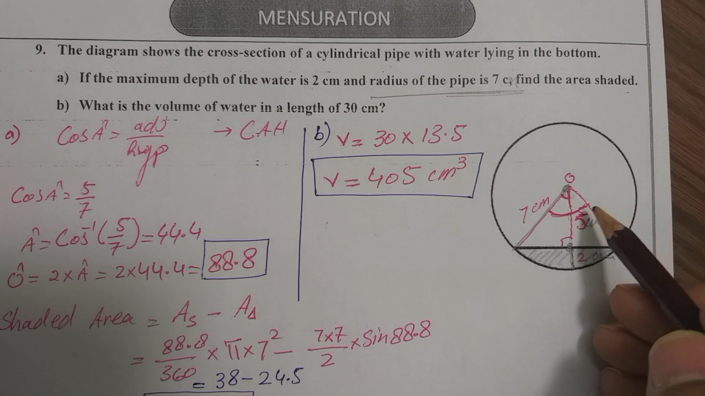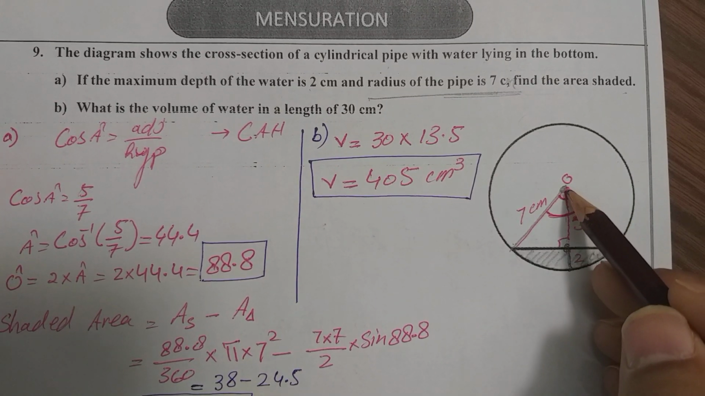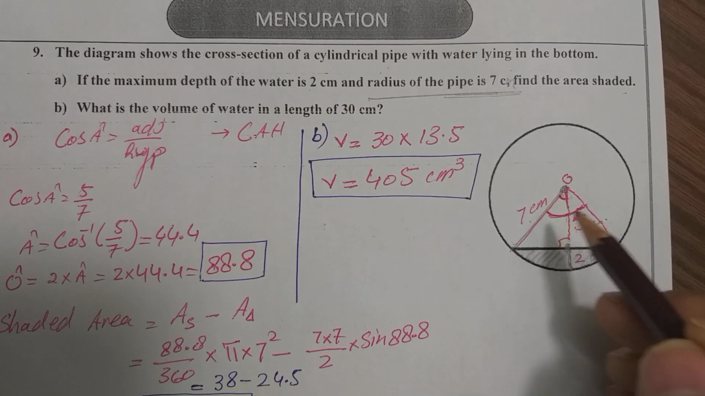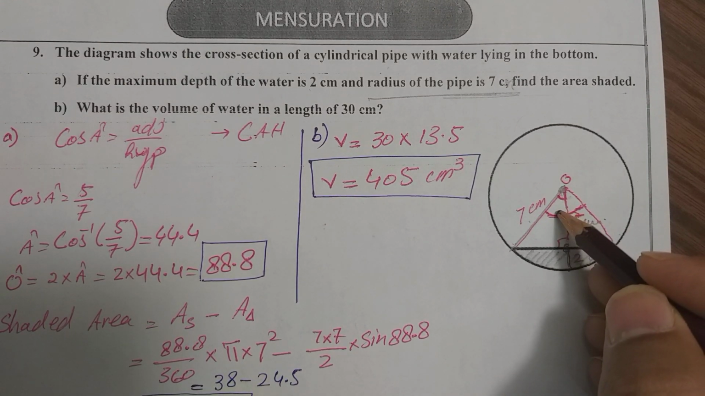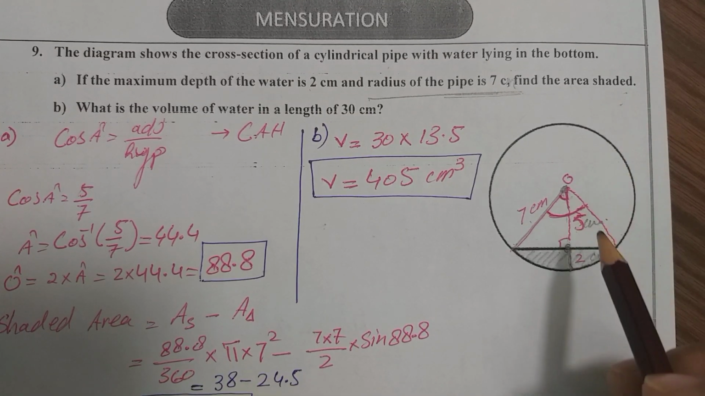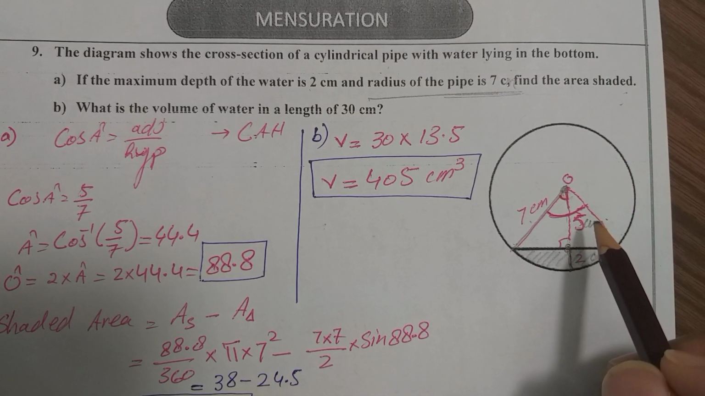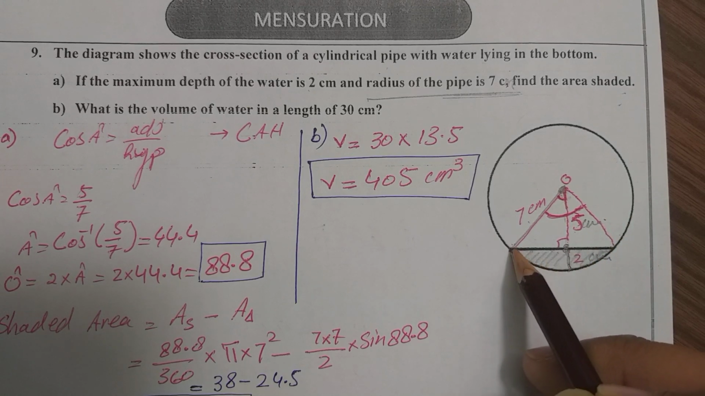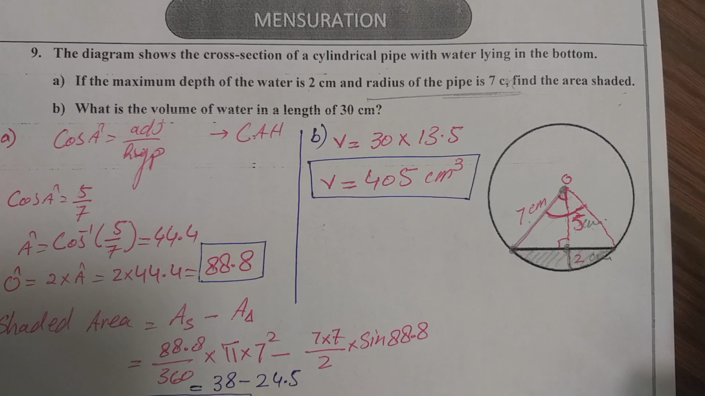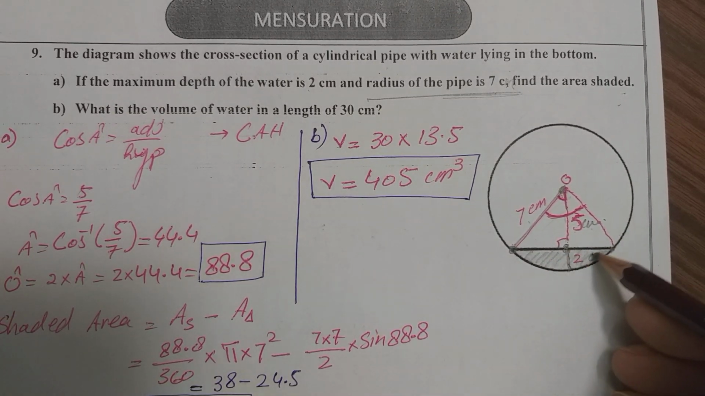Now we use the information here: adjacent, and this is the hypotenuse. So adjacent, we need to find an angle. So adjacent and hypotenuse, because we need to find the shaded area. So how can you find the area? We need to find the area of this one. Either we can find this length, or find the area of the triangle, then the area of the sector, then minus it, you find the area of this depth of the water.